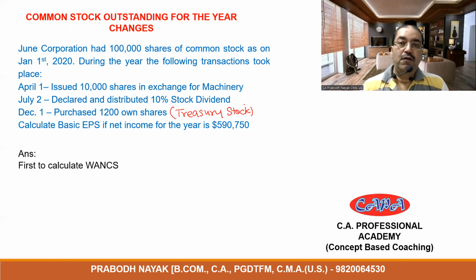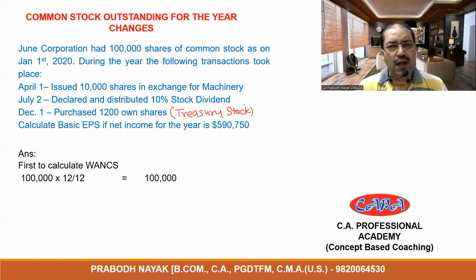First, calculate the weighted average number of common stock, date wise. Now dates are important. On January 1st, 2020, how many shares did I have outstanding? I had 1 lakh shares outstanding. For how much period? For the entire year. So 100,000 shares multiplied by 12 by 12, that will give me 100,000 shares.